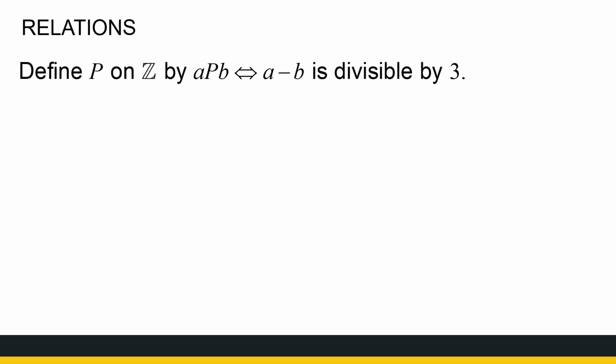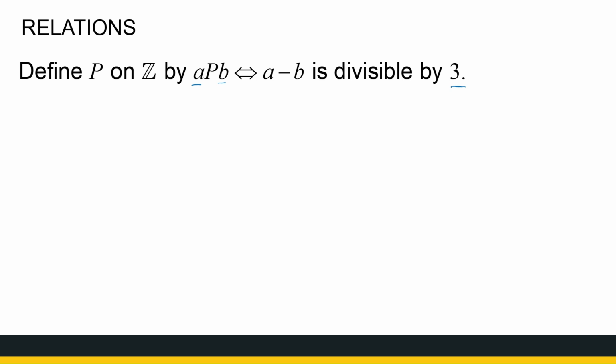Define P on Z. So now I'm working on the whole set Z. So I already know I can't test each and every element. I've got to look at something general. A P B if and only if A minus B is divisible by 3. So this relation holds between two numbers if the first one minus the second one is divisible by 3.